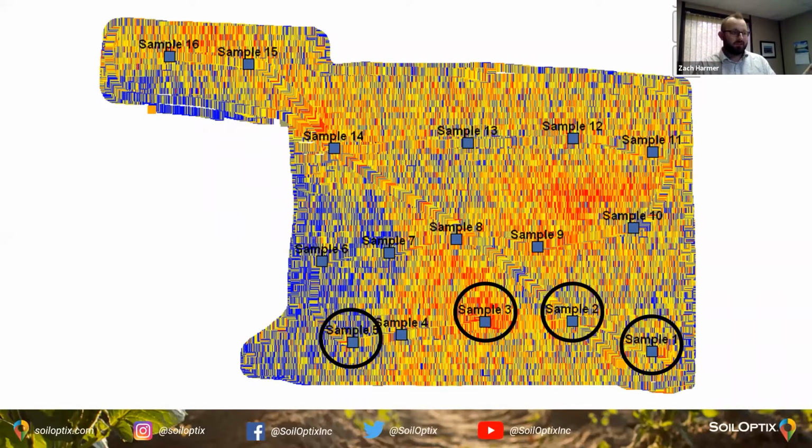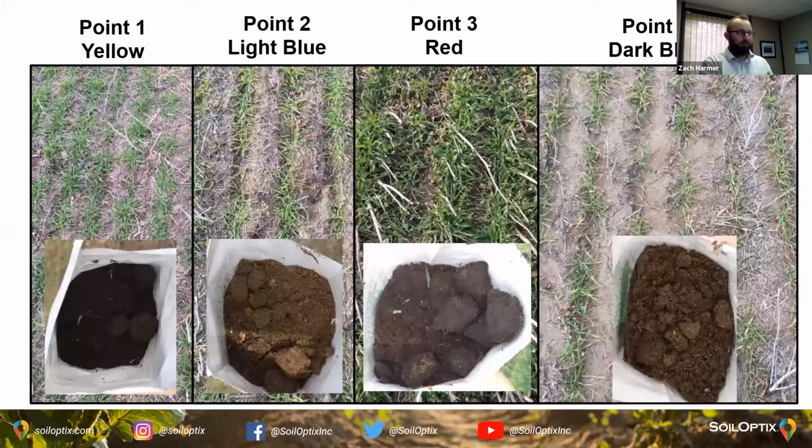And if I just take a quick second to hone in maybe on these 4 samples that are circled here on the screen, we can see that as we go from maybe yellow to light blue to red to dark blue, we can see that change in soil, even in some of the smallest fields or even some of the biggest fields, right? So point 1 being yellow, it's that mid-grade. Getting to the light blues, that's where your aggregates start to decrease. We're getting into more sandier soils, less organic matter.